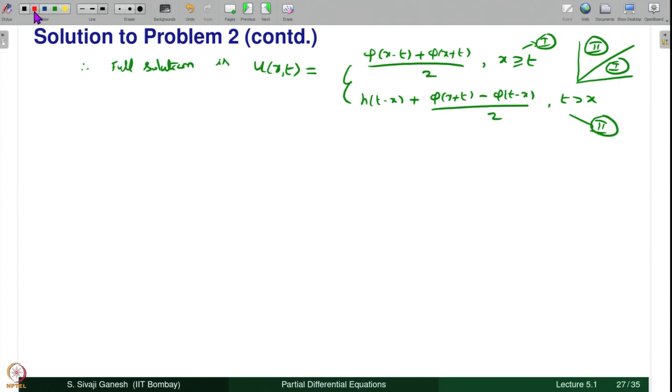Now, let us make some observations. First point is that u is smooth everywhere, as smooth as the given function phi and h are in each of these regions 1 and 2, everywhere in the first quadrant, except possibly on this line x equal to t.